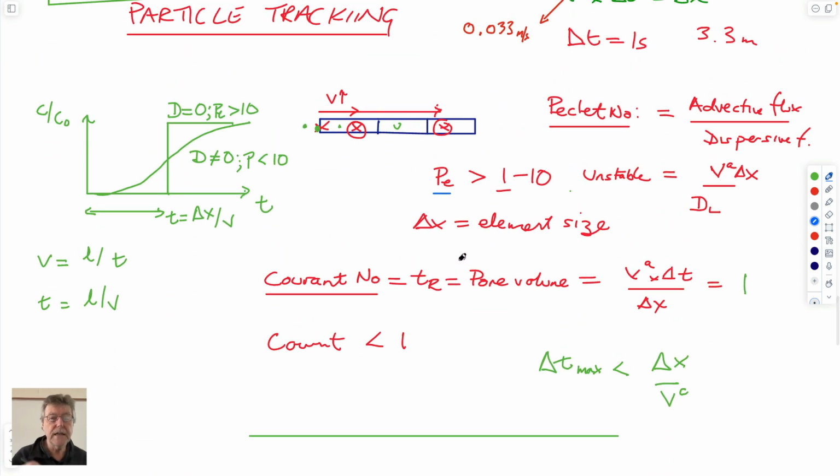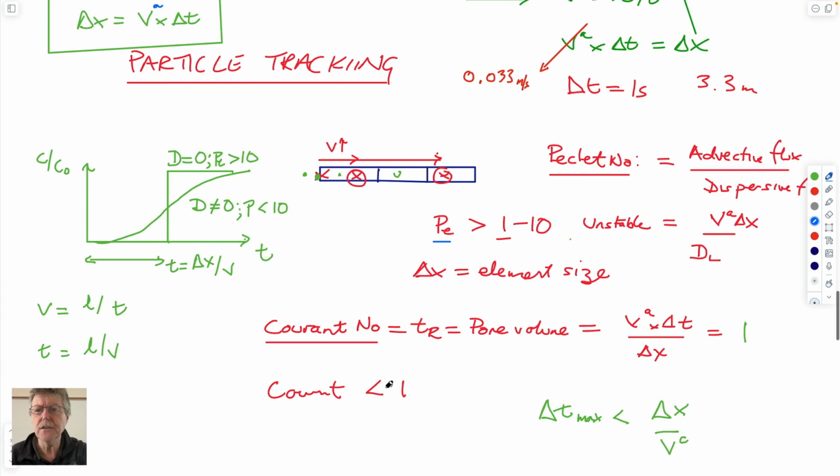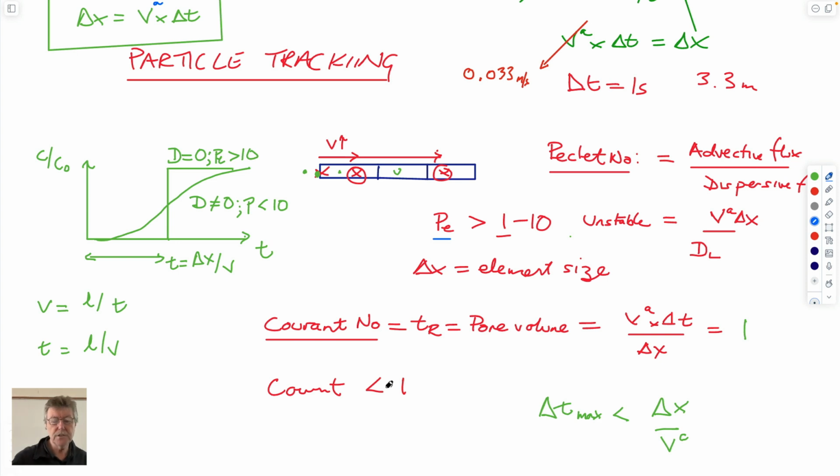So static meshes don't work well with Peclet numbers greater than 10. 1 is probably the number that you should be looking at for Courant numbers. Courant numbers greater than 1 mean that you've completely stepped from upstream to downstream to a lower node, completely skipping over one of these buckets, which means that the accuracy of the model will not be great. And that's it. So that's a crash version of numerical solutions.